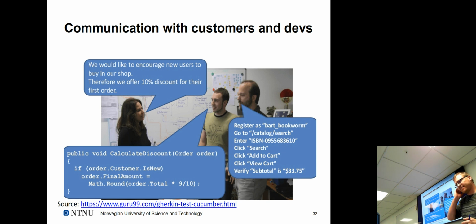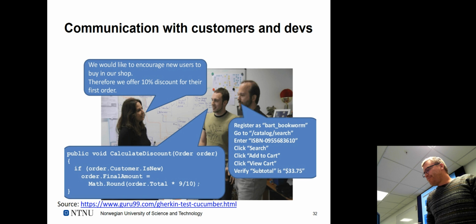I found this on the web, but it shows our different ways of thinking, right? So here's the client saying, well, we would like to encourage new users to buy in our shop and so on. We offer a 10% discount. The dev's already thinking about the implementation, having the methods in mind, how they can do it. This guy is thinking about the API that's associated with this. And this guy is actually thinking about the testing that's associated with this. So from a UI perspective, go to search catalog, enter something, click, click, click, and then verify that's actually what it is. Something we just saw now in the context of UI testing.